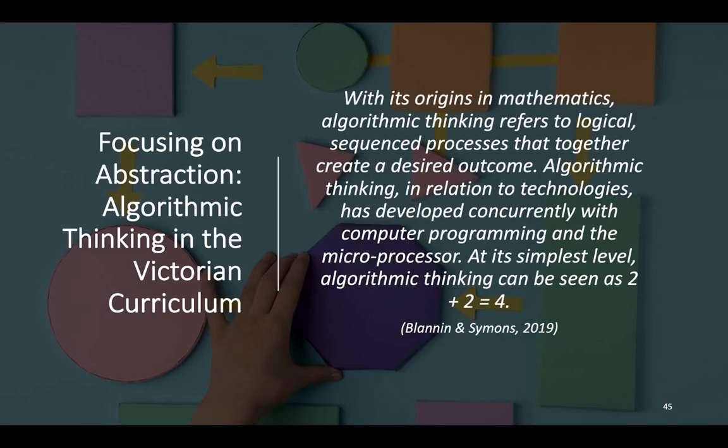Joe Blann and I wrote a paper last year, and we defined algorithmic thinking this way. With its origin in mathematics, algorithmic thinking refers to logical sequence processes that together create a desired outcome. Algorithmic thinking in relation to technologies has developed concurrently with computer programming and the microprocessor. At its simplest level, algorithmic thinking can be seen as 2 + 2 = 4.